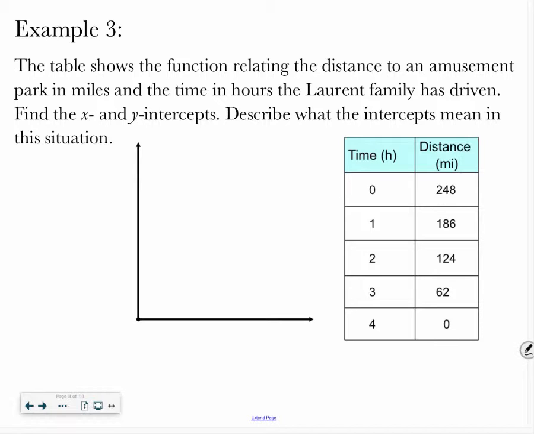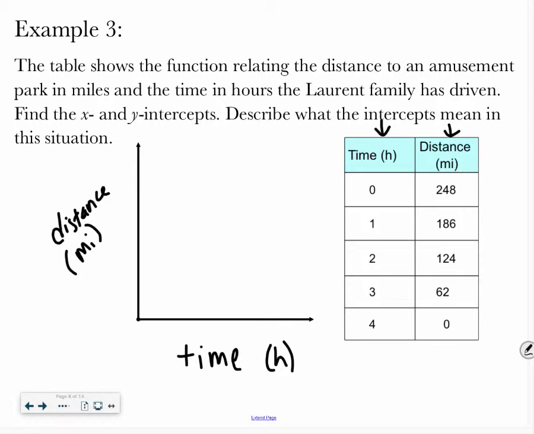So, if we look at this, we have time and hours. Remember, time is always our independent variable. So that goes where we have our x-axis, and then the distance is dependent on the time, so that's our y. So we have distance in miles, and I guess time is in hours.